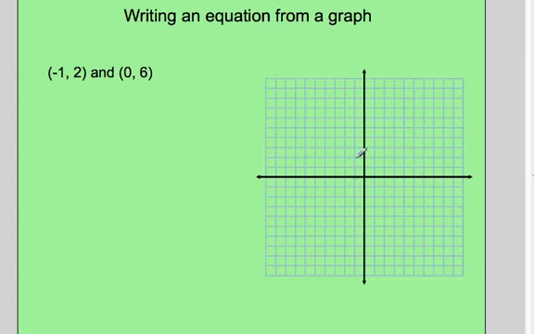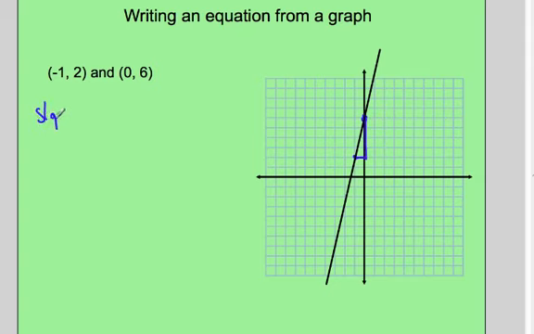Negative 1 plus 2 is my point there. And then 0, positive 6. Sorry, 1, 2, 3, 4, 5, 6. It's right there. Draw my line. It's a steep line. Okay, there it is there. There we go. So now, here's my line. Here's going to be my little triangle for finding the slope.